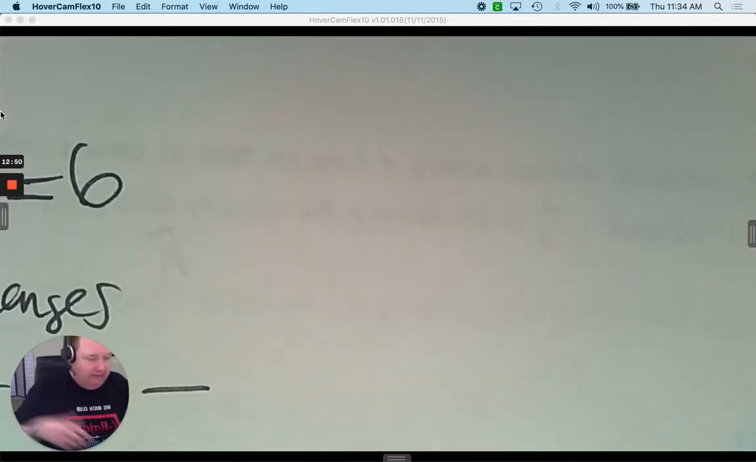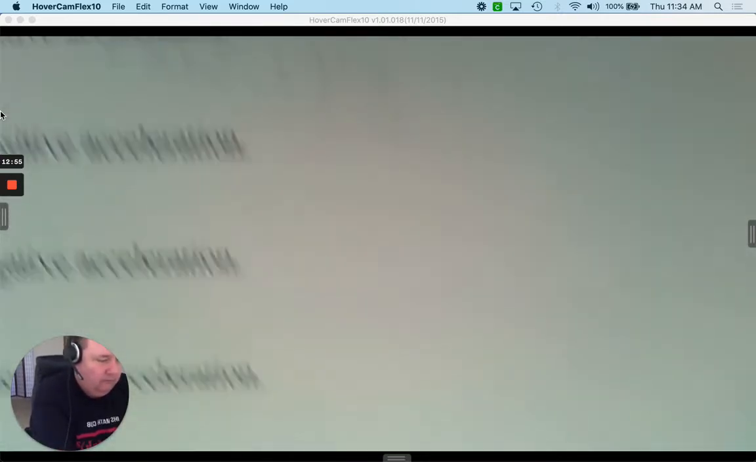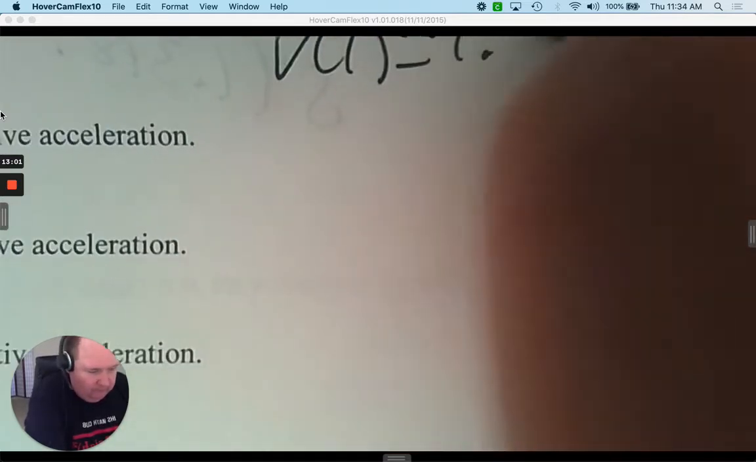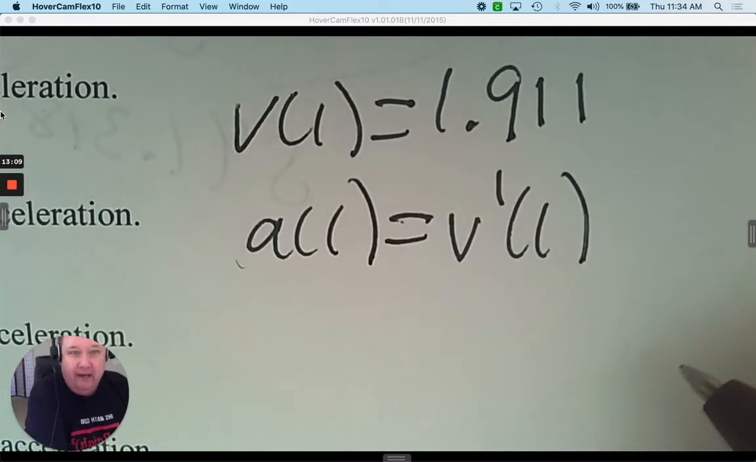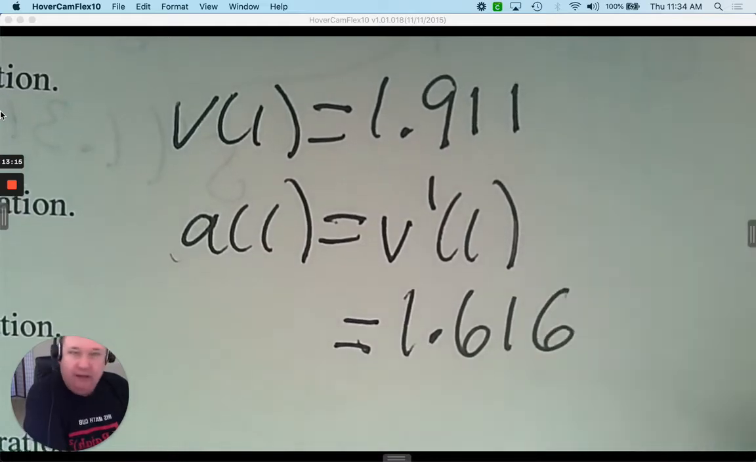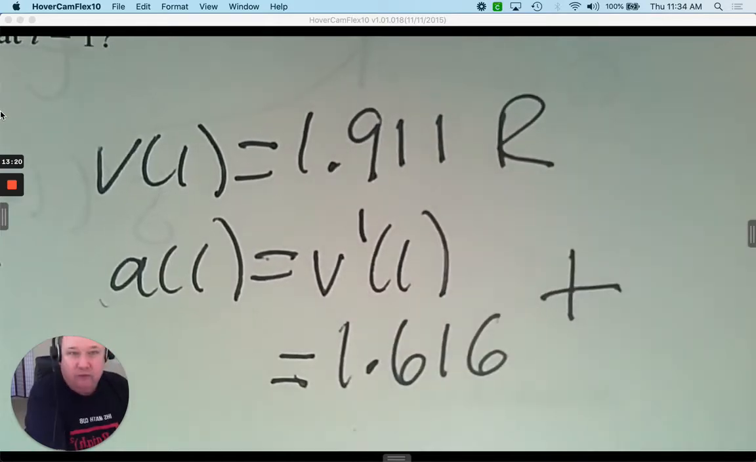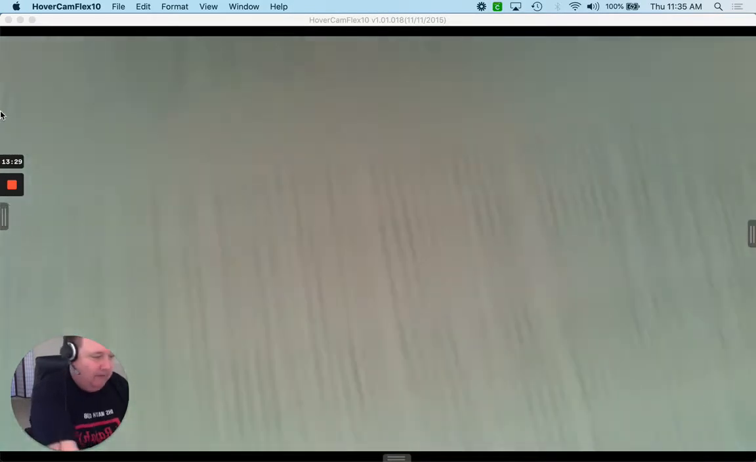So I'm going to write down what I did. So the velocity at 1 is 1.9. The acceleration at 1 is the derivative, right, at 1. That answer is 1.6. And so both values are positive. So if the velocity is positive, we're moving to the right, and this one's positive, right? So we're moving to the right with a positive acceleration. So the answer to that is B. Turn the page.